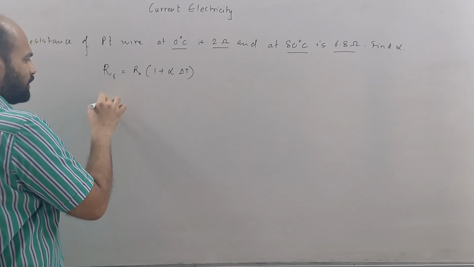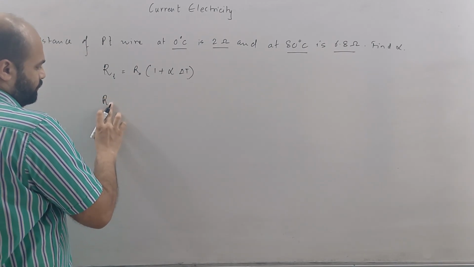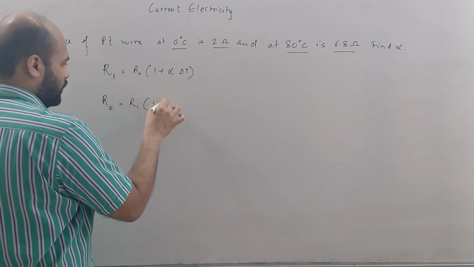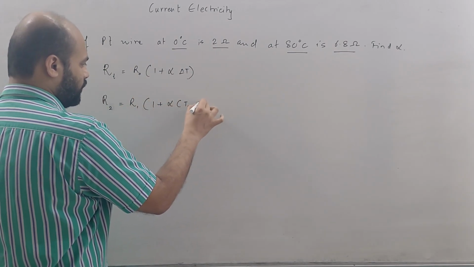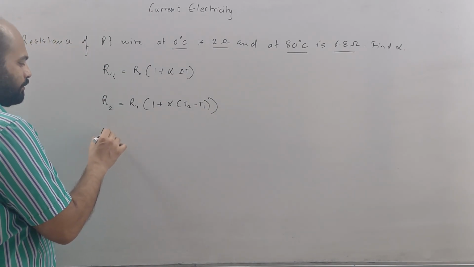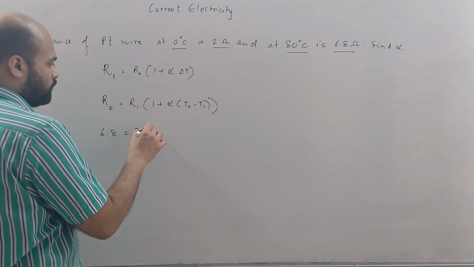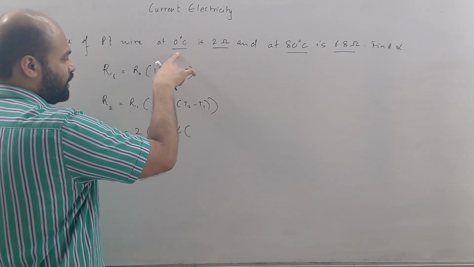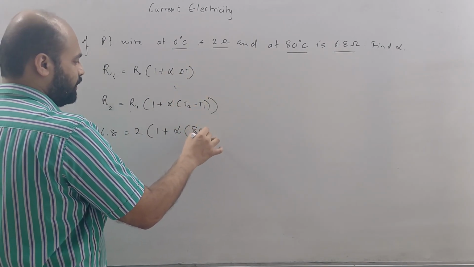So you can also write it as RT, or in this particular case R2 equals R1 into 1 plus alpha into T2 minus T1. Let's do this. And we're going to find alpha. R2 is given as 6.8. This is 2. 1 plus alpha is unknown. T2 minus T1. Earlier it was 0. Now it is 80. So this is 80.